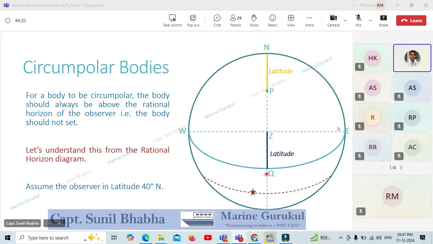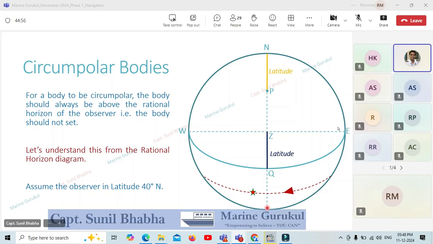Now you could have picked up a body of any southerly declination lying between Q and S points, and you will see that all those bodies' declination circles will hit the western horizon at some point, making that body go below the horizon. So any body with a declination opposite to the latitude will not be a circumpolar body. So this is one thing which we have seen now.